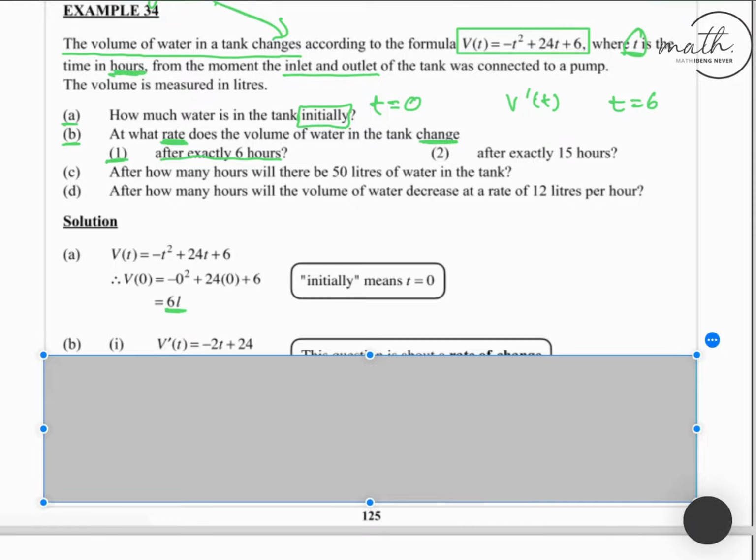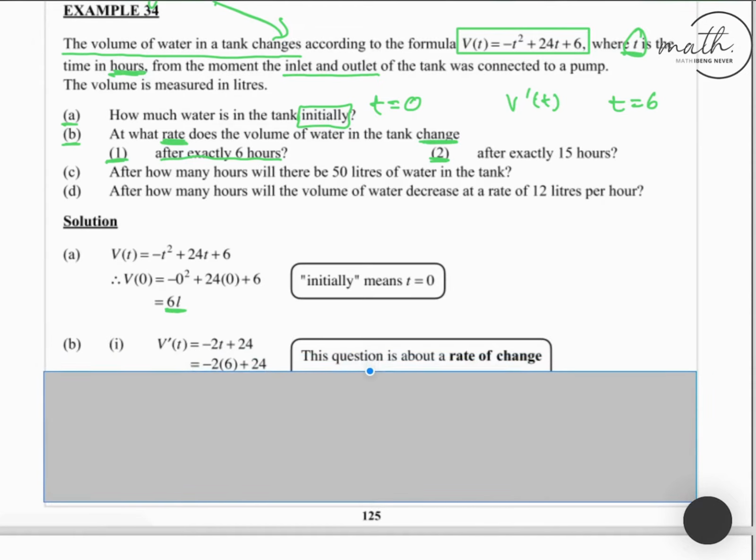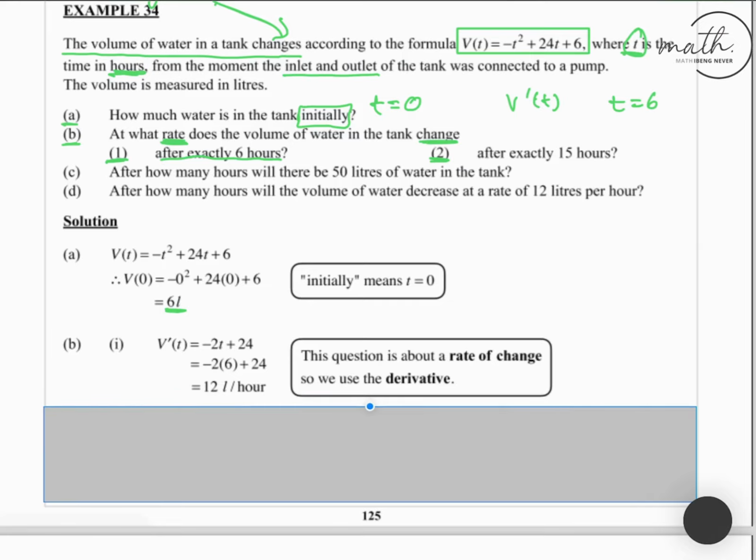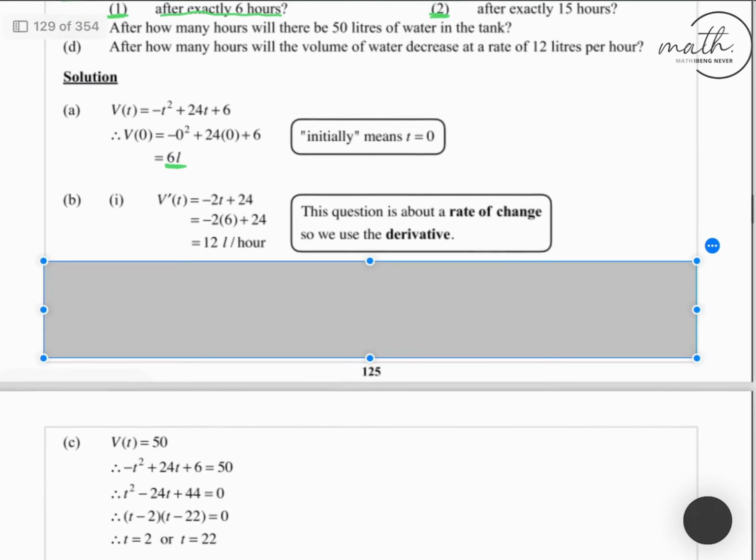Now they gave us the time. That means after finding the first derivative, where we see t, we put 6 for the first one, and we're going to put 15 for the second one. So for 6 for the first one, you have 12 liters per hour. Remember, the volume is in liters, the time is in hours. That's why liters per hour. Now, again, the question is about the rate of change, and I highlighted the words there.